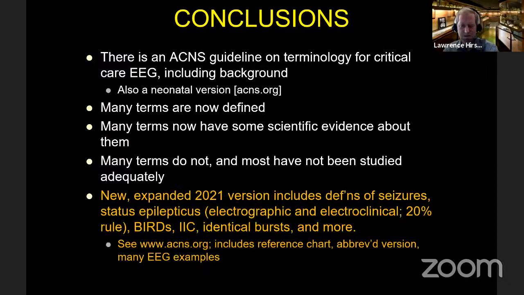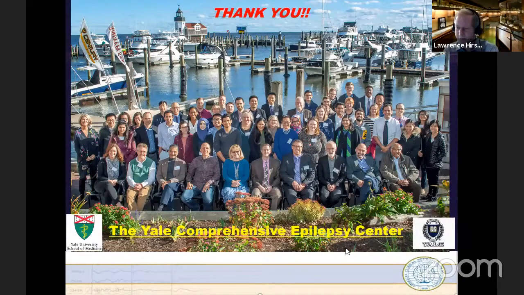The expanded version includes definitions of seizures, status, BIRDs, the ictal-interictal continuum, identical bursts. It's all available on acns.org. It comes with a reference chart, an abbreviated version, things you can hang up in your lab, and many more EEG examples than I've shown you here. So with that, I will stop and am happy to take more questions.